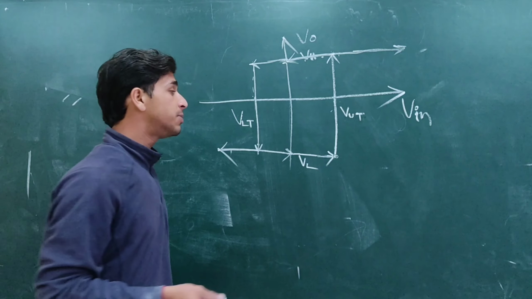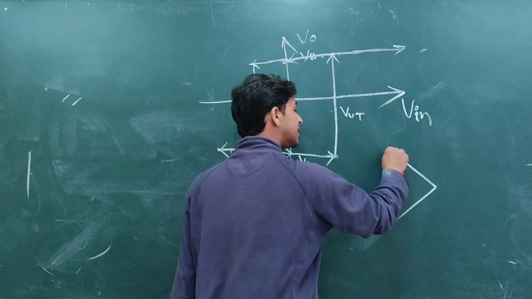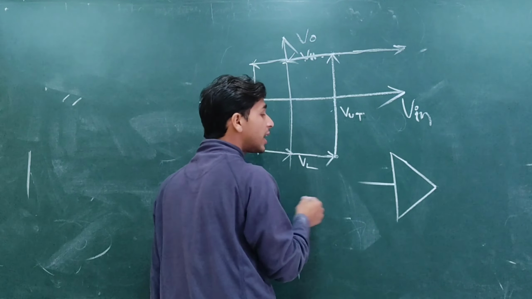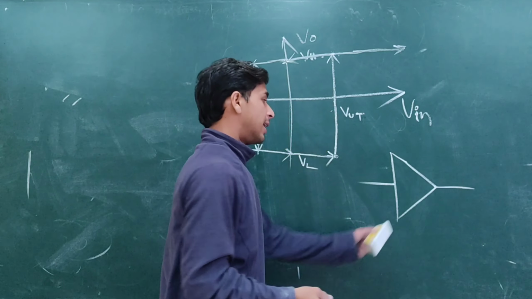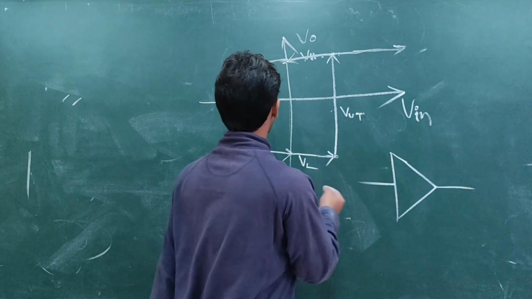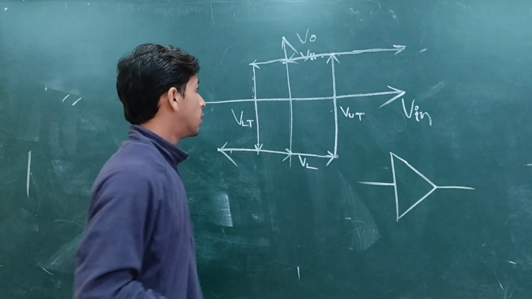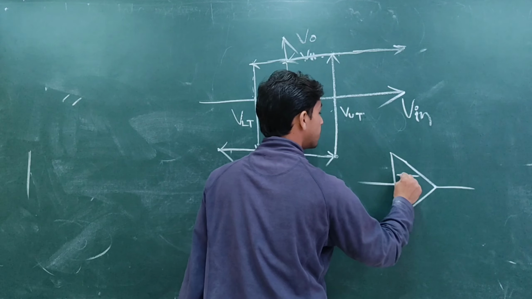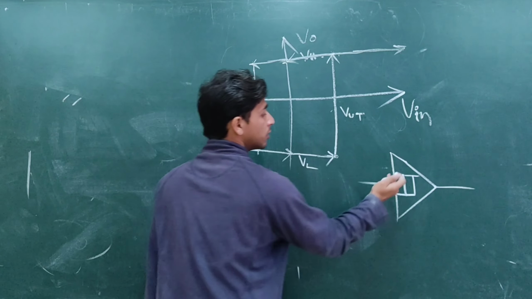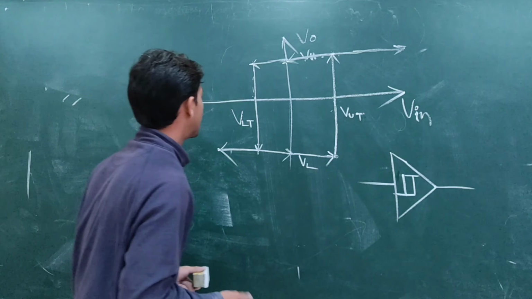A non-inverting Schmitt trigger circuit is denoted by this type of symbol. It is similar to an op-amp, but with two legs, input and output, and inside it, to characterize the non-inverting Schmitt trigger, you have to draw these characteristics inside this black box. So I am drawing this type of symbol. This is the diagram for the non-inverting Schmitt trigger.